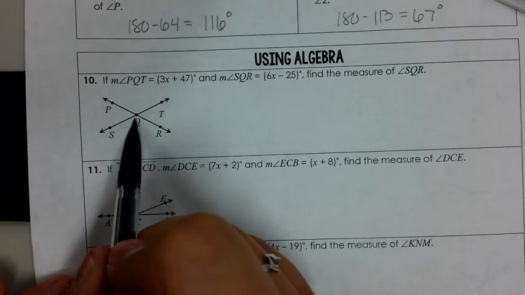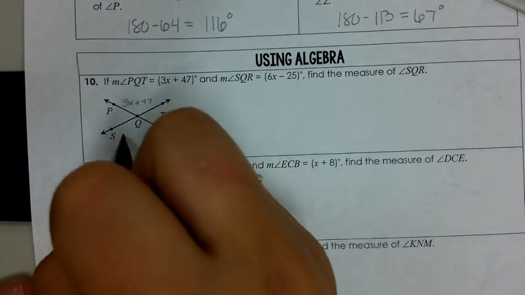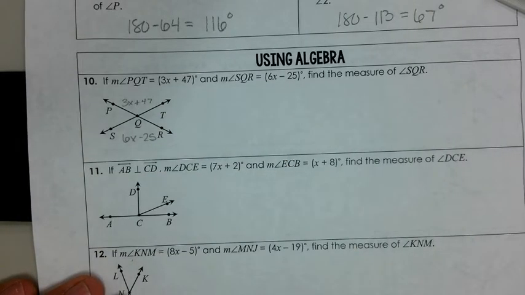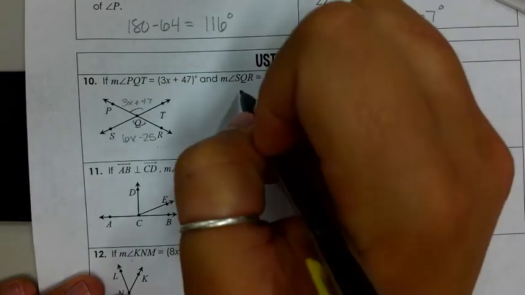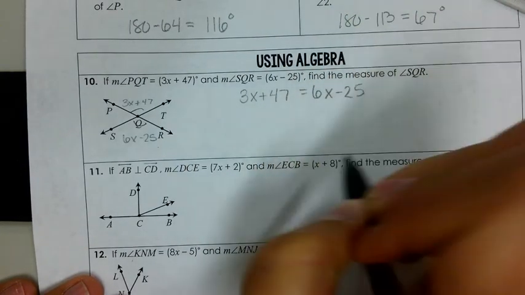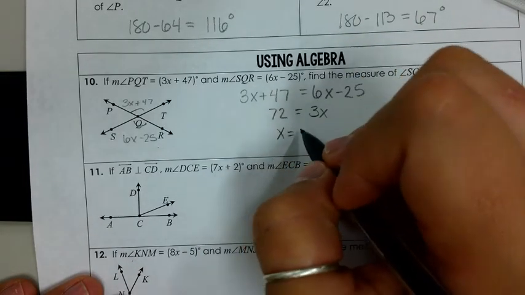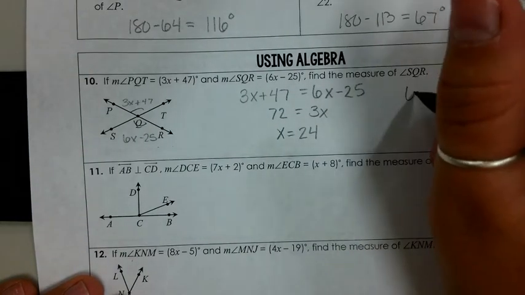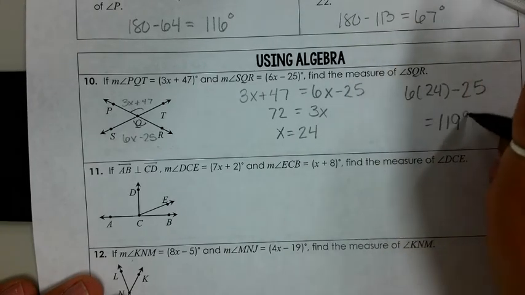So we're told PQT is 3x plus 47, and SQR is 6x minus 25. Find the value of SQR. So what we need to do here is figure out what these angles are. These two angles here are vertical angles, and vertical angles are equal to each other. So we just set them equal to each other, and then just solve for x. I'm just going through those and not talking through the steps. So x is 24. To find SQR, we just plug in 6 times 24 minus 25, which is equal to 119 degrees.